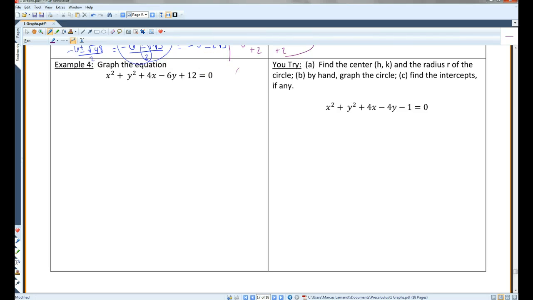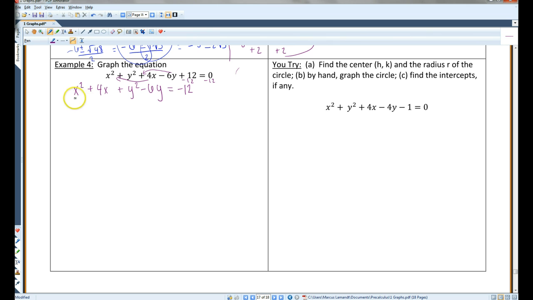Alright, graph the equation x squared plus y squared plus 4x minus 6y plus 12. Alright, what I'm going to do here, I need to put this in standard form. So I've got x squared. I'm going to move the 4x next to this x. Plus y squared, I'm going to move the 6y over here. And I'm going to subtract 12 to the other side. I did 3 steps kind of at once. I moved this over by the x, this over by the y, and I subtracted 12.